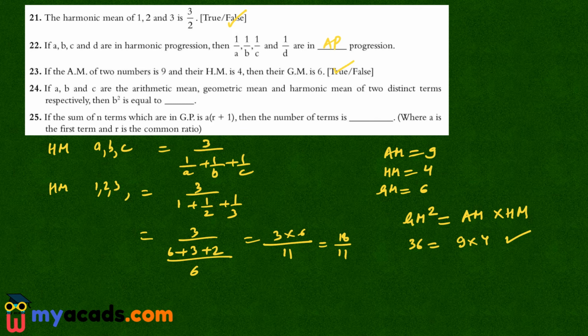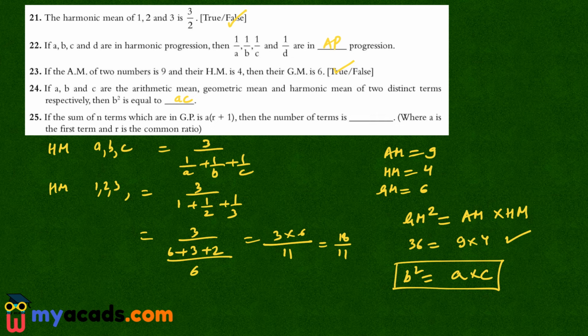Now question number 24 is, if A, B and C are the arithmetic mean, geometric mean and harmonic mean of two distinct terms respectively, then B square, that is geometric mean square, is equal to, I know my equation is geometric mean square is equal to arithmetic mean into harmonic mean. So geometric mean is B. So B square is, arithmetic mean is A and harmonic mean is C. So B square is equal to AC. So it is AC.